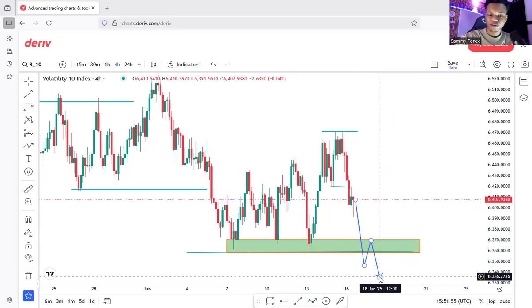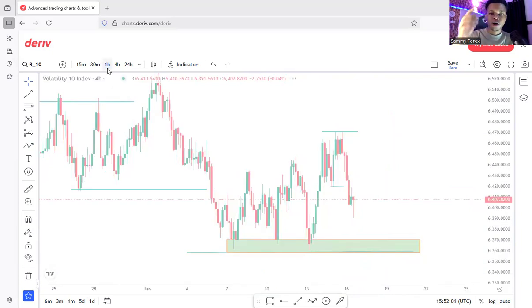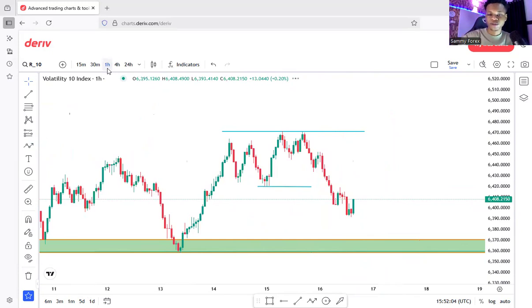So I marked out the key levels on the 24 hours time frame. You can also mark it out on your own chart. So going down from the 4 hours time frame to the 1 hour time frame to see what the price is doing.